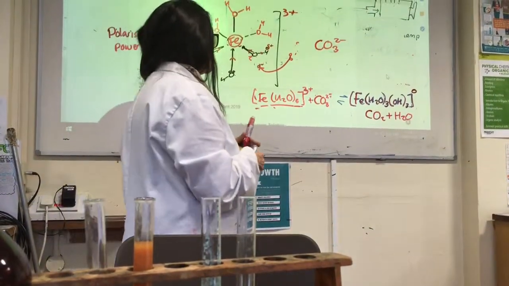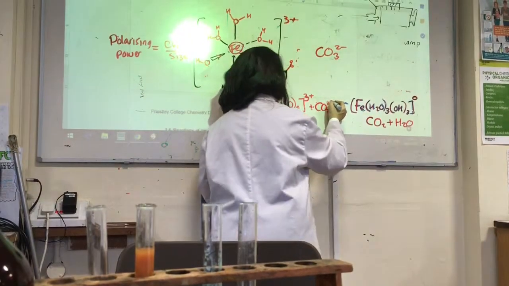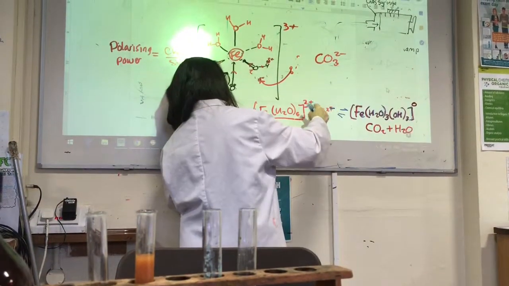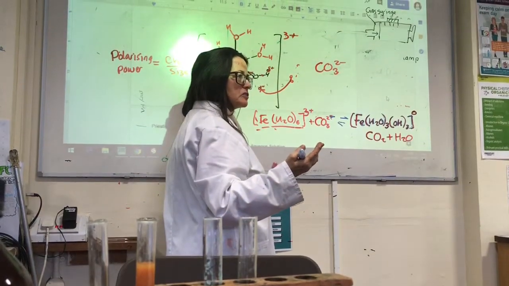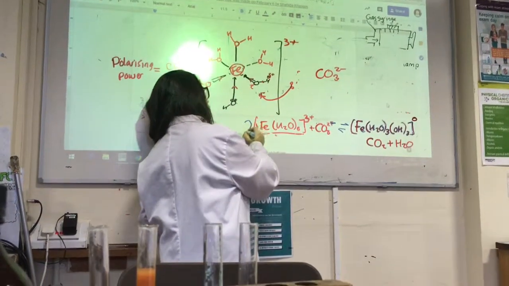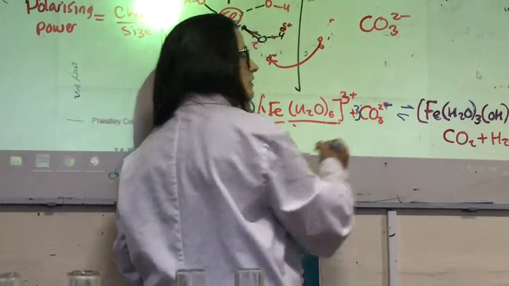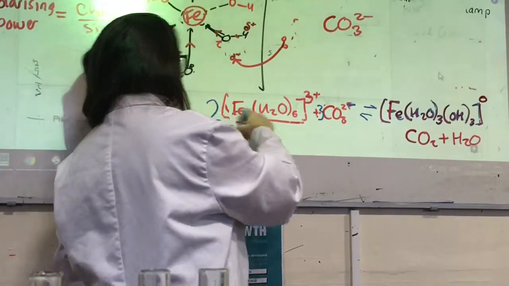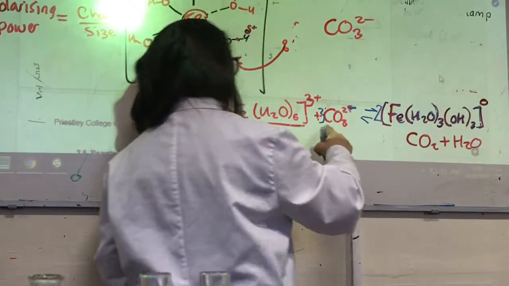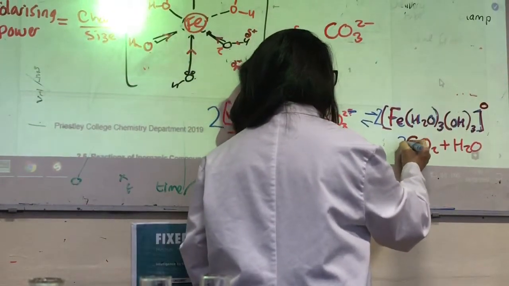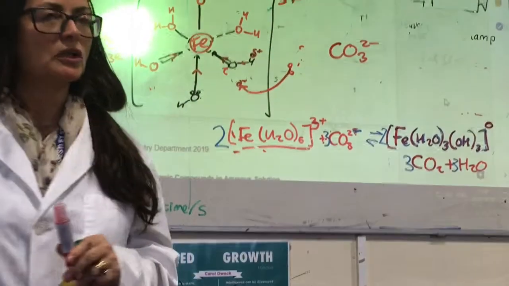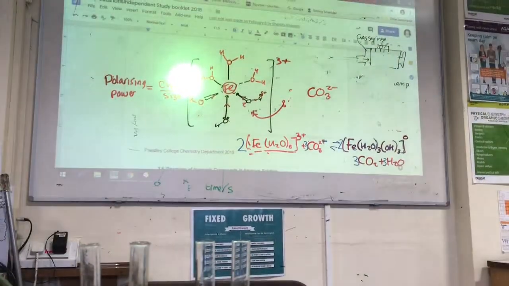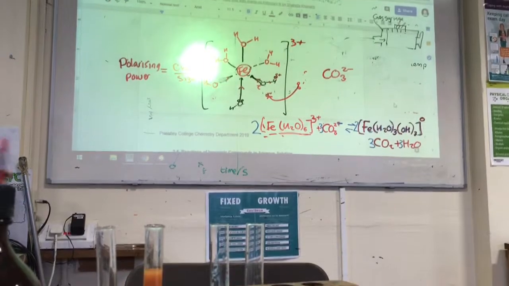Then they deduced, because you've got 3 plus there and 2 minus, the charges have to balance, so therefore you're going to need 2 of them for every 3 of those. And because you've got 2 of them, you're going to form 2 of them. Because you've got 3 carbonate, you need 3 carbon dioxide, and therefore you're going to form 3 H2Os. And that is the equation for that acid-base reaction.